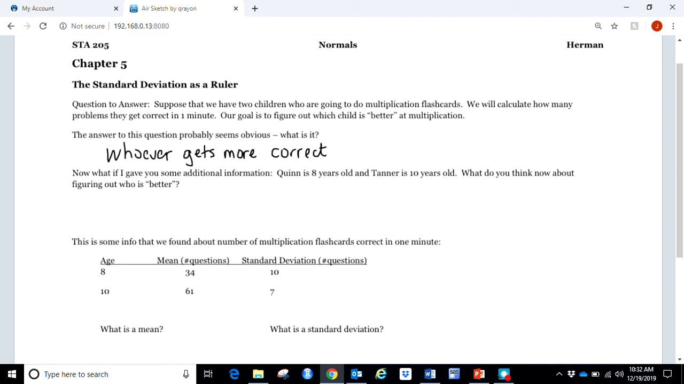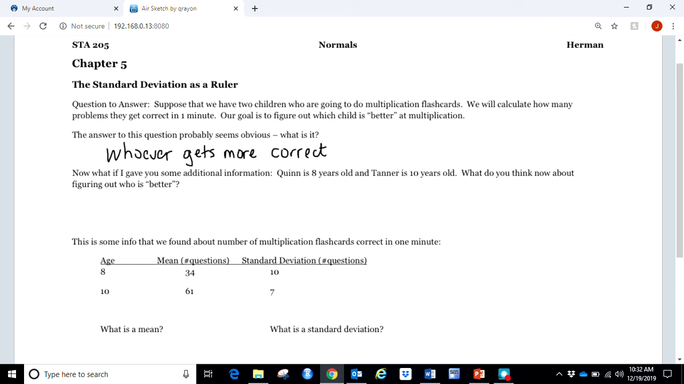However, I have some more information about these children. Quinn is 8 years old and Tanner is 10 years old. So what do you think now about figuring out who is better at multiplication? So the first question we might want to understand is, does age matter? It probably matters how old these people are that we're looking at.